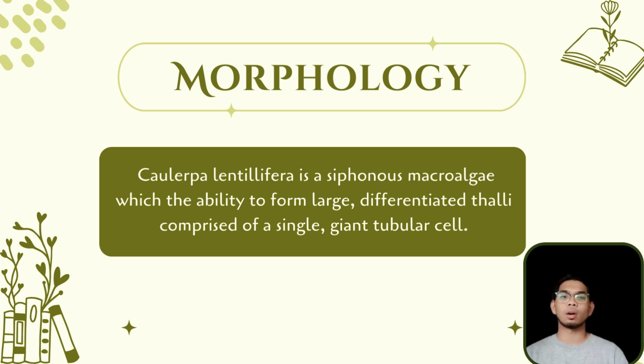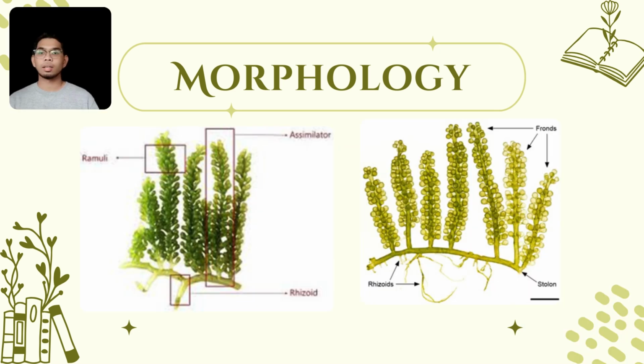Caulerpa lentillifera, or sea grapes, is actually a giant single cell with multiple nuclei, which is also called siphonous macroalgae, that has the ability to form large, differentiated thalli composed of a single giant tubular cell. We can distinguish sea grapes from other algae by acknowledging its morphological features.